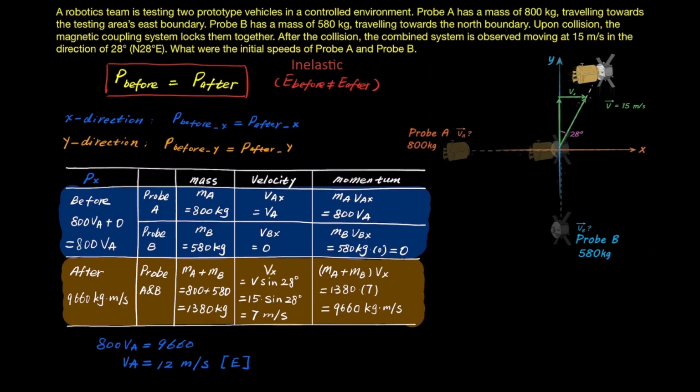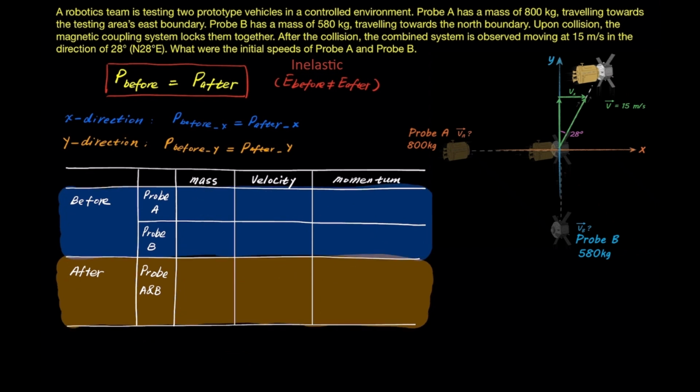Now all we need to do is repeat these exact same steps for the y direction. You've probably already guessed it: by setting the total momentum before the collision equal to the total momentum after the collision along the y-axis, we'll be able to solve for the initial speed of probe B. Now let's review this table to find the momentums in the y direction.